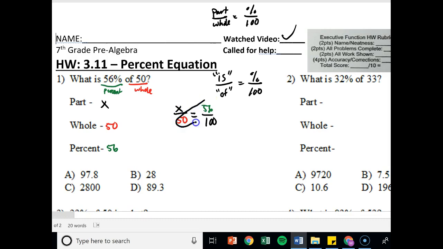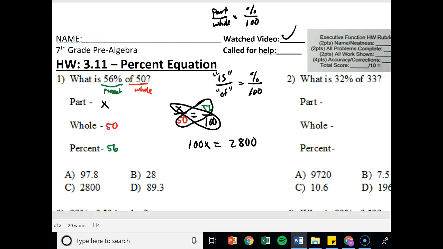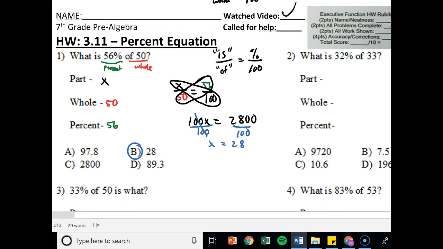So go ahead and multiply across just like this. I like to put the x first and work left to right. So it's 100 times x is 100x, right? Is equal to 50 times 56, which is 2,800. And you just go ahead and divide by 100 to solve for x. These cancel out, so x is equal to 28. So circle 28 and move on down.